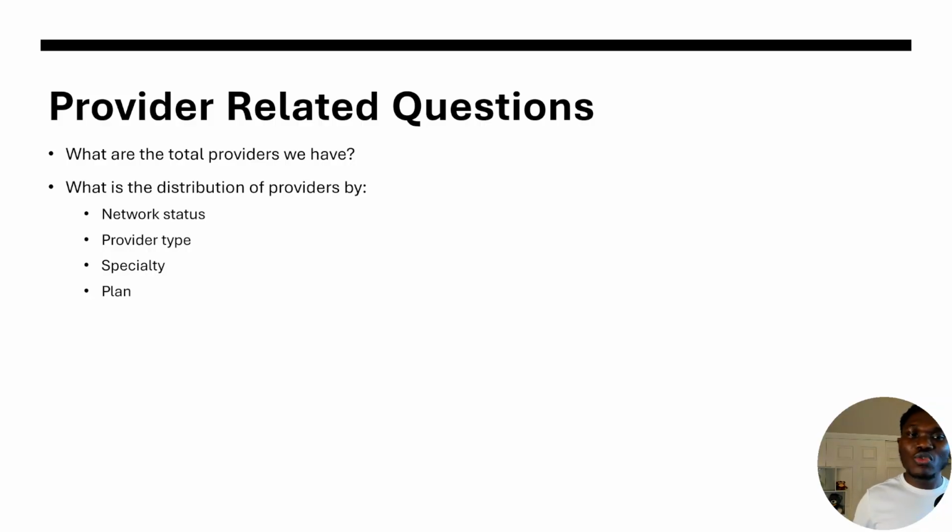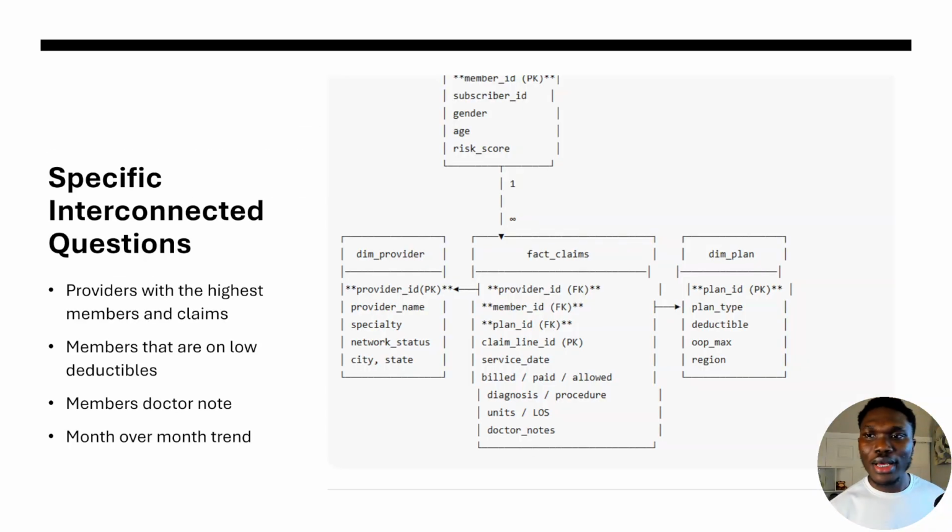Also, what division of providers by network status, provider type, specialty, and plan? So there are some specific interconnected questions. What I mean is that there are some questions that you will not be able to answer until you think about these tables together. In fact, some of the questions I asked previously, when you think about the data, you need to connect them together to be able to answer.